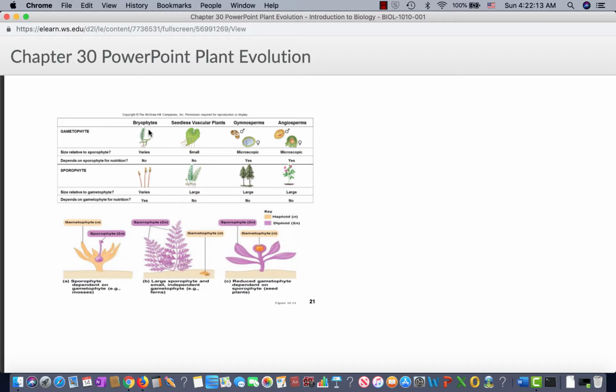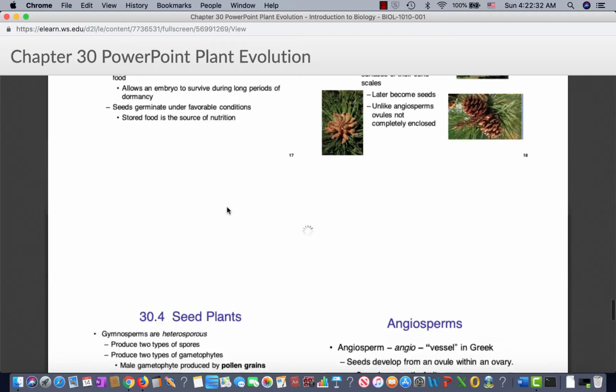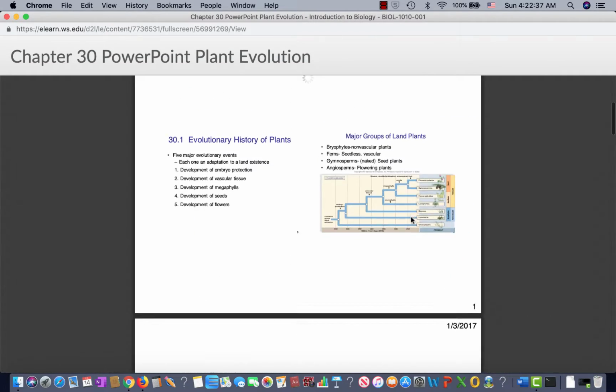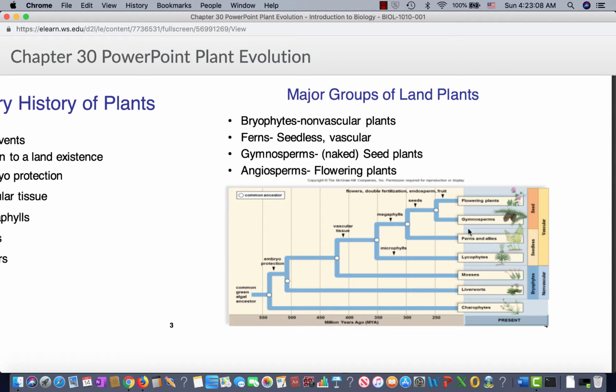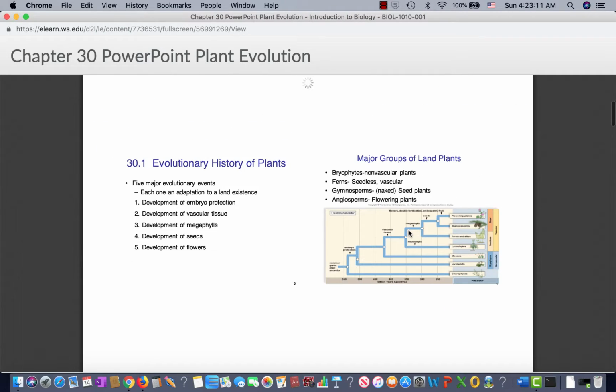This final slide here is a nice little summary of the differences between the different types. If we go back up to this slide, the major groups of land plants, just understand that as you work your way up, you get progressively less dependent on water. So that's how I would approach this: go through the PowerPoint, they're all listed for you, and make a list that makes sense in your head of, from one step to the next, what is the thing that they did to make them less dependent on being in water. If you can do that, you're in pretty good shape for this chapter.